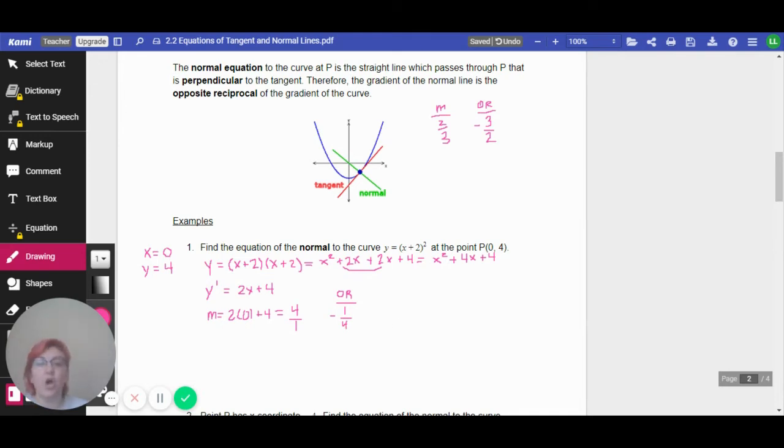Now I haven't received any direction on how to write the equation of the normal, so I'm going to use point gradient. And y minus, my y coordinate is 4, equals my gradient, negative 1 over 4. Now, I would usually put a parenthesis here and do x minus the x coordinate, but here the x coordinate is 0. Well, x minus 0 is just x, so I'm just going to write x. And there you have it. If you wanted to put this in gradient intercept form, you would simply add the 4 to the other side, and you would end up with y equals negative 1/4 x plus 4.